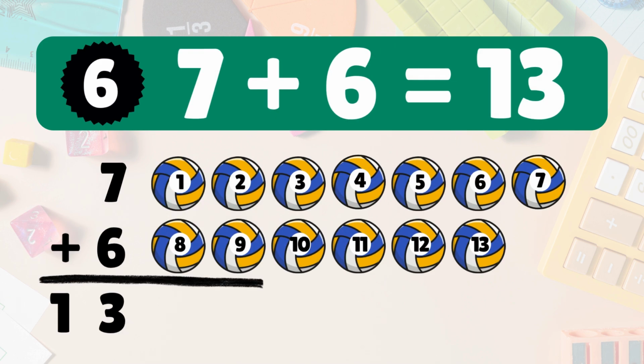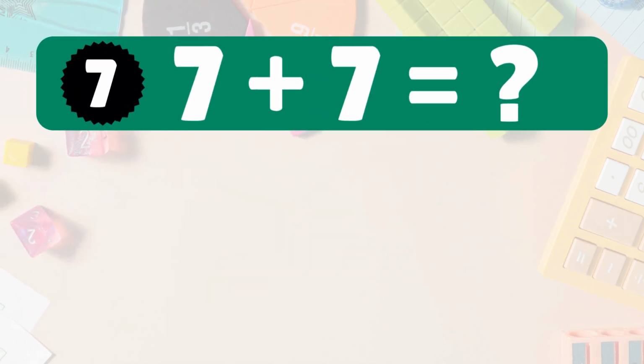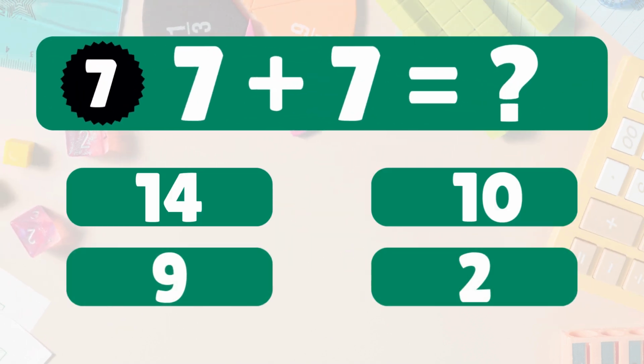What? 7 plus 6 equals 13. Let's count. 1, 2, 3, 4, 5, 6, 7, 8, 9, 10, 11, 12, 13. 7 plus 6 equals 13. Wow, you're a math star. Next, 7 plus 7 equals?